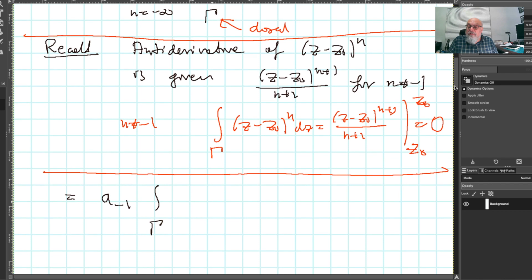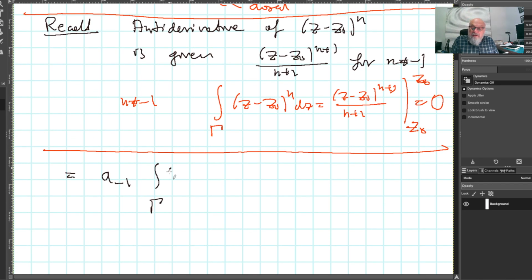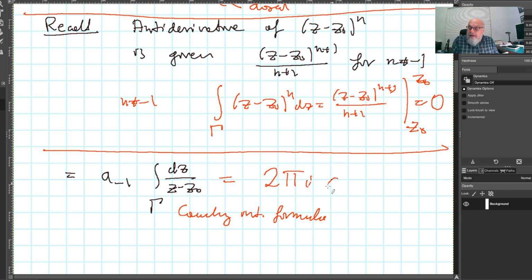Now by the Cauchy integral formula, we are getting the answer 2 pi i a_minus_1. 2 pi i a_minus_1.